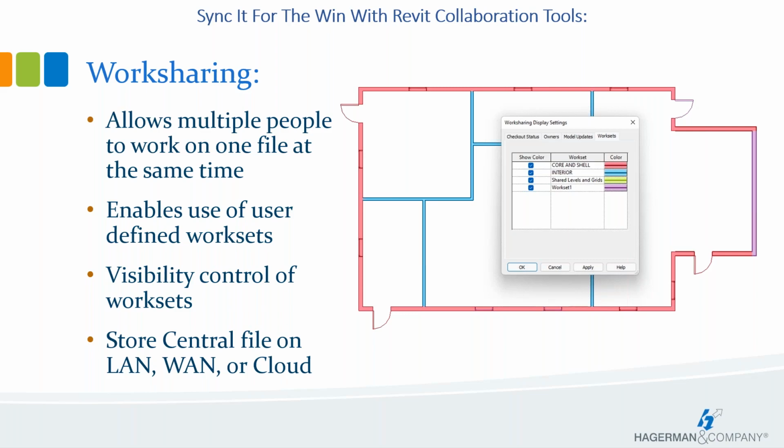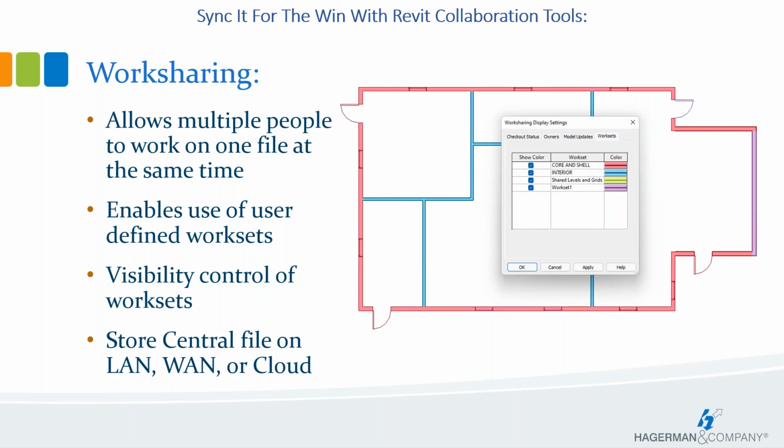So in addition to allowing for multiple people to work on the file at once, and that's the main thing here, you can also use the worksharing capabilities for splitting the model up into user organized worksets. And the worksets are basically just a way for users to organize and group parts of their model in a logical way that makes sense for their workflows.